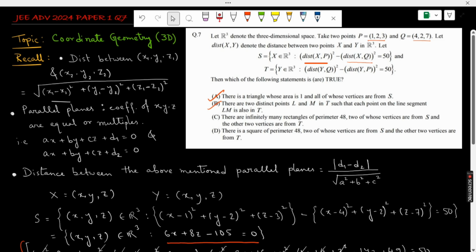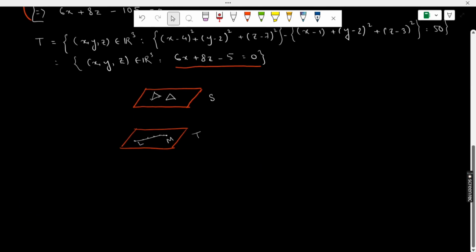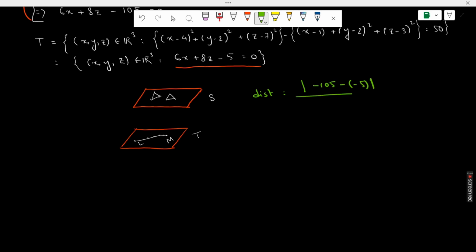Then option C: there are infinitely many rectangles whose perimeter is 48. First of all, we need to know the distance between these two parallel planes. We can solve. The distance will be the mod of the constant part difference, minus 105 minus of minus 5, divided by root over a squared plus b squared plus c squared, that means 6 squared plus 0 squared plus 8 squared, which equals 100 by 10, so 10 units.